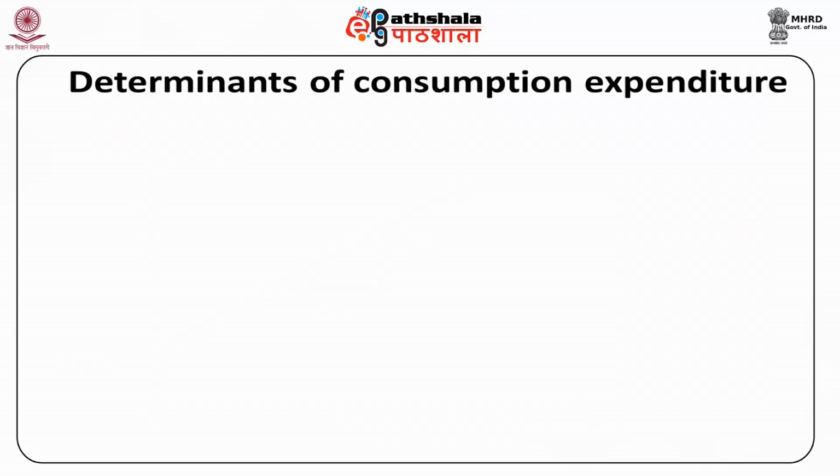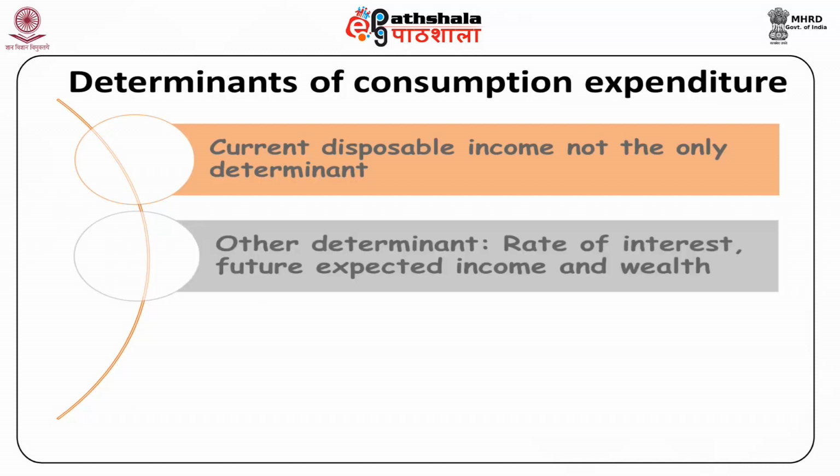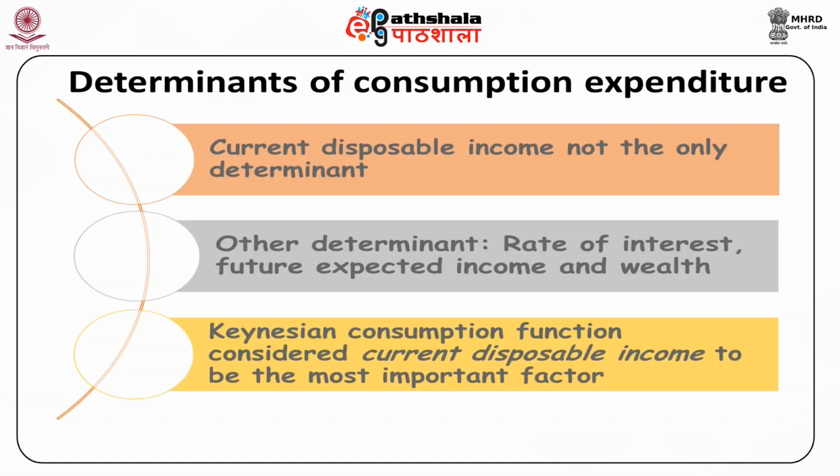It is also important for us to understand that current disposable income is not the only determinant of consumption expenditure. Other factors such as the rate of interest, future expected income, and wealth may be important determinants of a household's consumption decision. Nevertheless, Keynesian consumption function considered current disposable income to be the most important factor.